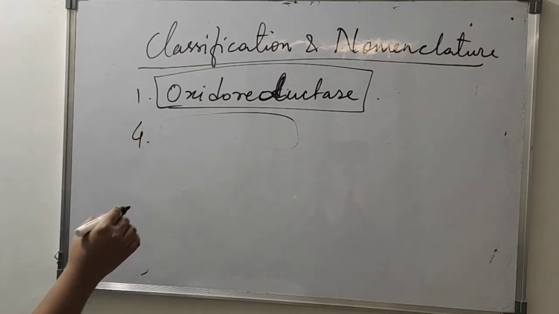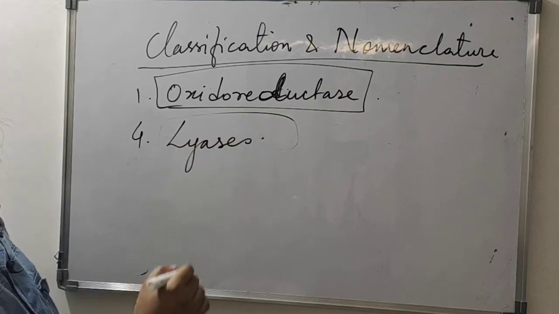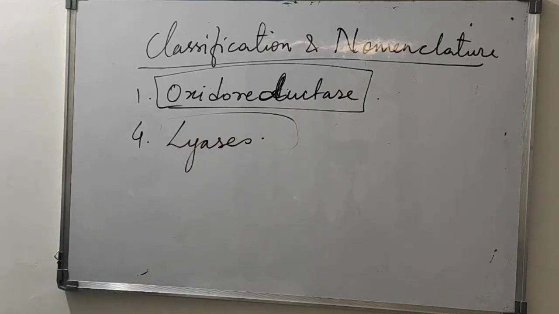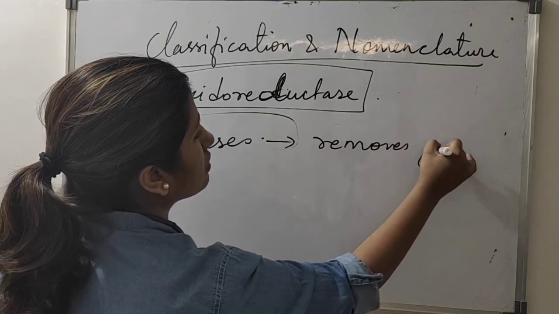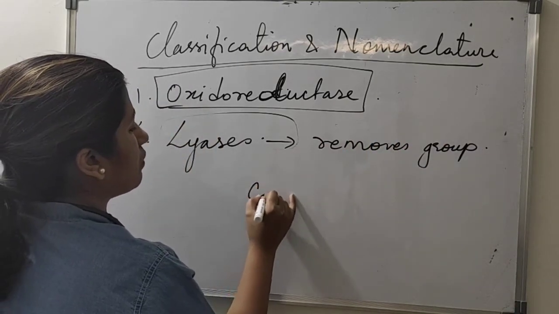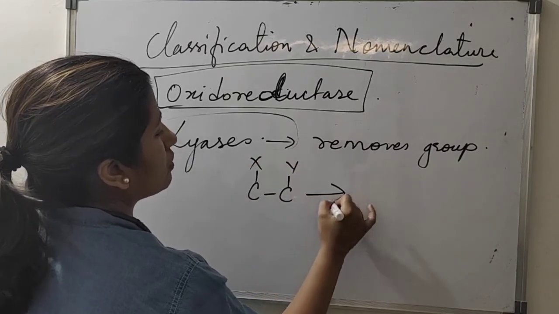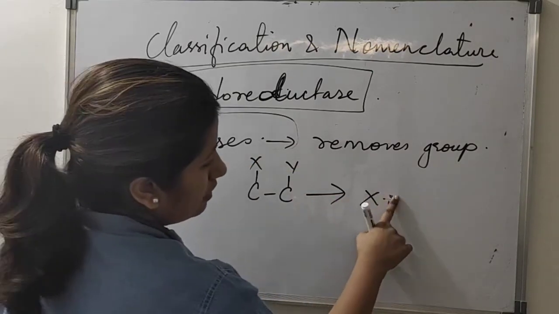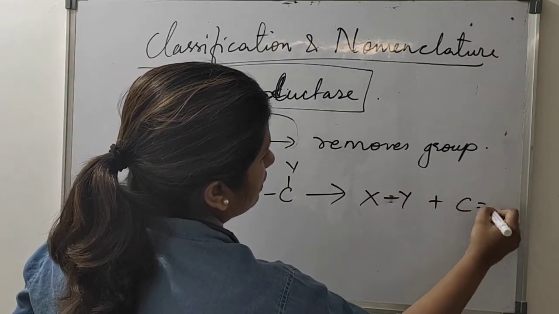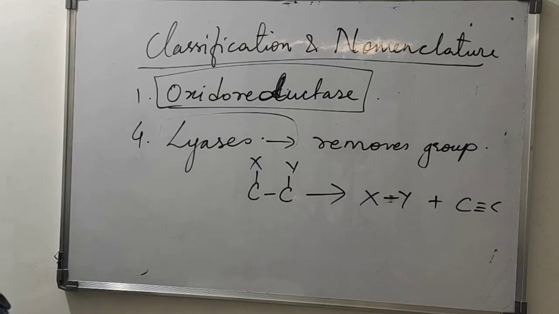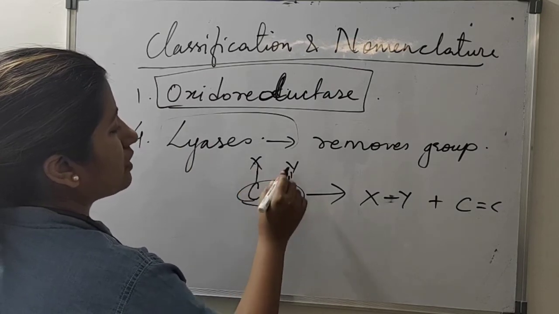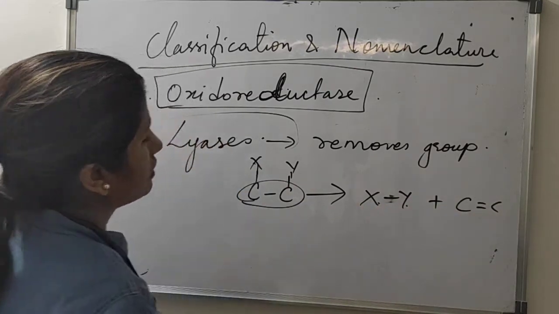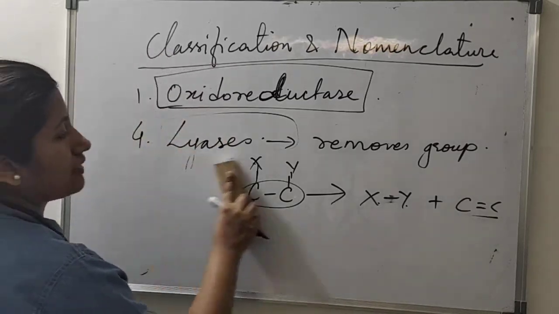Then number 4 is lyase. Lyase is a catalyzed removal of a group from the substrate. It removes the group. It does not transfer, it removes the group. For example, a compound C-C has groups X and Y. So X and Y will be removed from the compound. Suppose this is a compound and it has groups X and Y. So X and Y will be removed from this compound. That is done by the enzyme lyase.